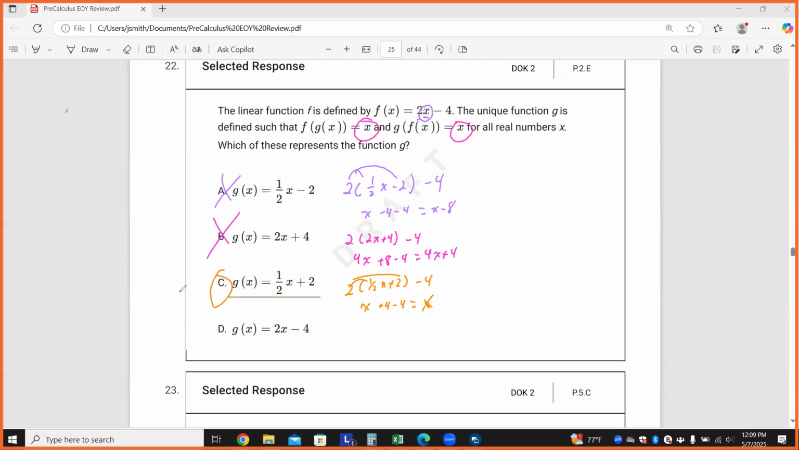So again, this question is basically just asking which one of these. That's all it's asking me. So whichever one simplifies down to straight up x. This gave me x minus 8, not what I was looking for. This gave me 4x plus 4, not what I was looking for. The next one gave me just an x, which is what the directions told me to do.